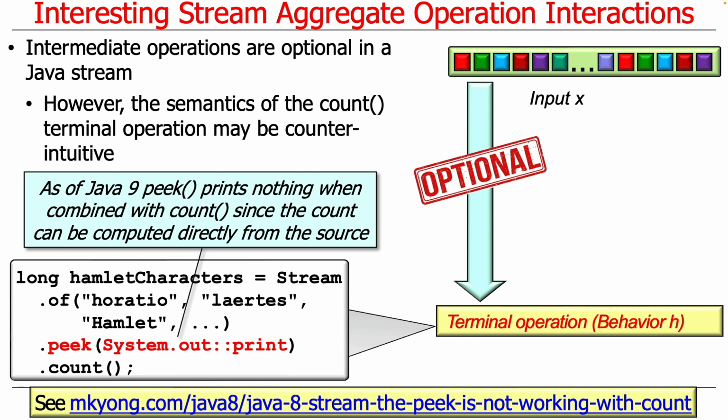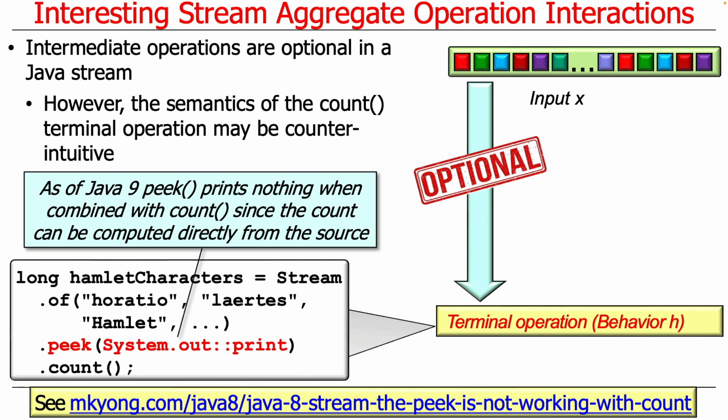However, this is very subtle and can be a little confusing. The semantics of the count terminal operation, at least for my money, are somewhat counterintuitive. As of Java 9, if you have something like this, where you have the creation of a stream followed by some intermediate operation that doesn't have any side effects, followed by the count operation, the system will actually omit this call altogether. And you can read about the fact that that's the case. I'm not sure why they decided to do that. I think it's very confusing.